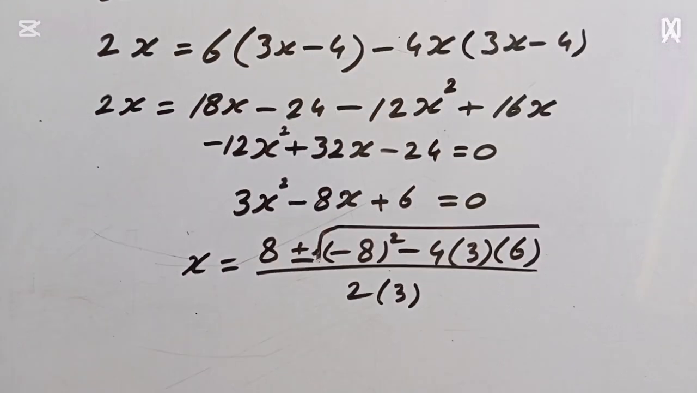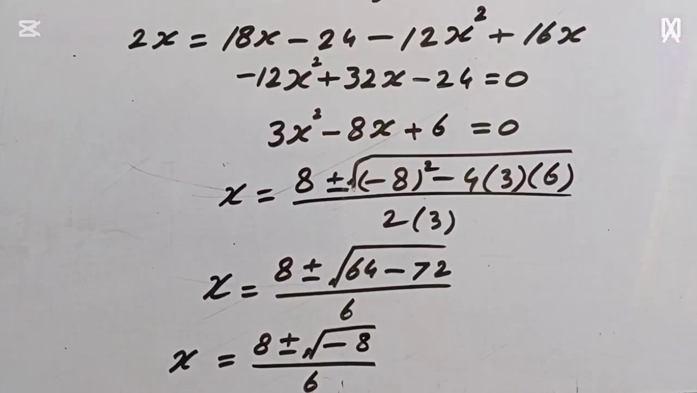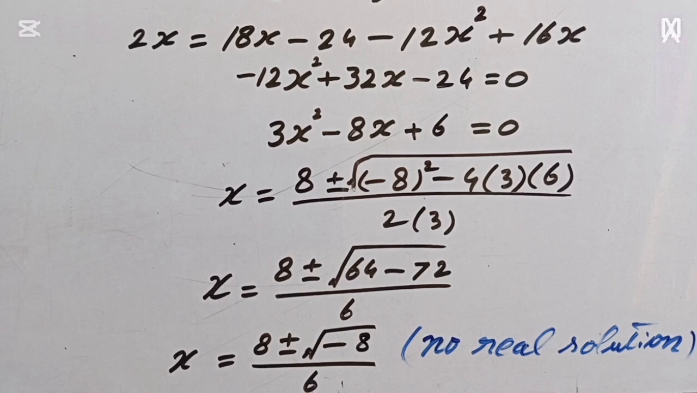Now solving it, in the final result we have a negative value under the radical sign. So this results in an imaginary value. So no real solution is possible here when f(g(x)) is equal to g(f(x)) in this question.